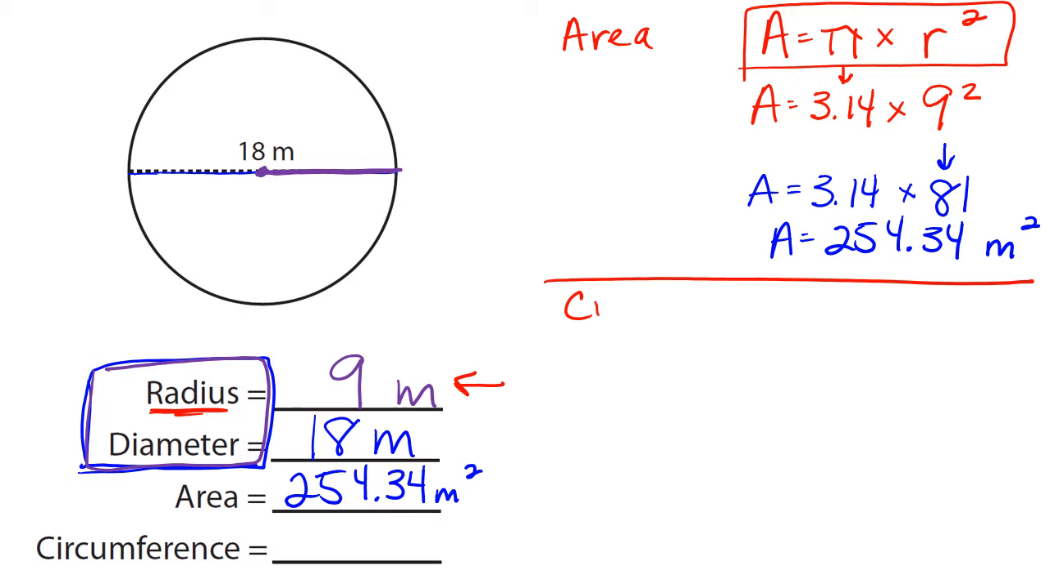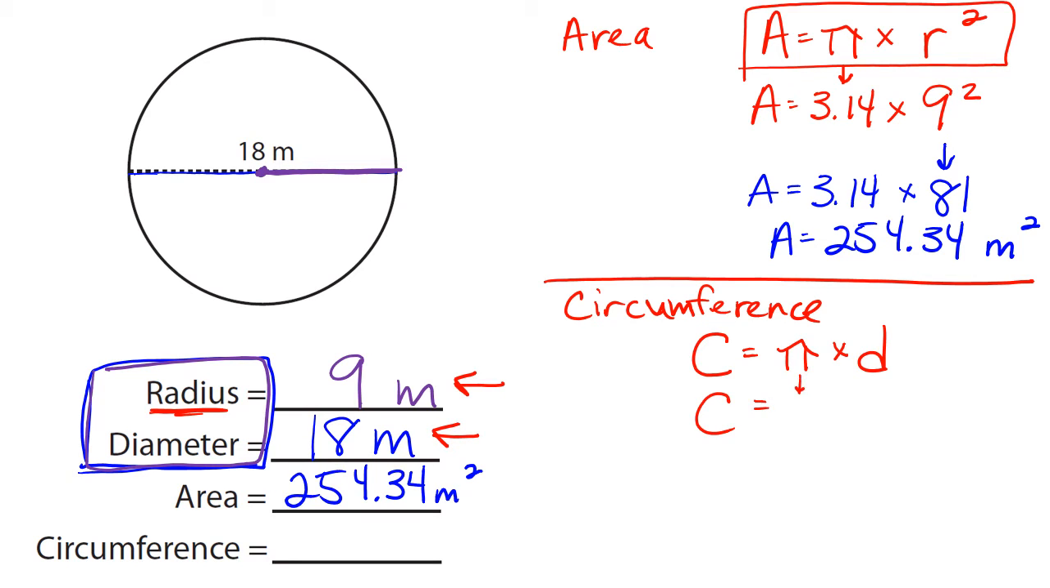Let's go ahead and do the circumference. So the circumference, our equation for that is going to be C for circumference is equal to pi times diameter. So what we're going to do now is focus and use the diameter. So we say that the circumference equals pi, which is 3.14, times 18 for our diameter. So using our handy dandy trusty calculator, 3.14 times 18 gives us our circumference is 56.52, and this is just going to be meters for our label.